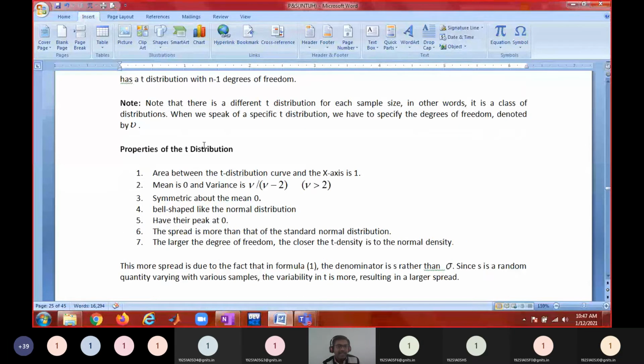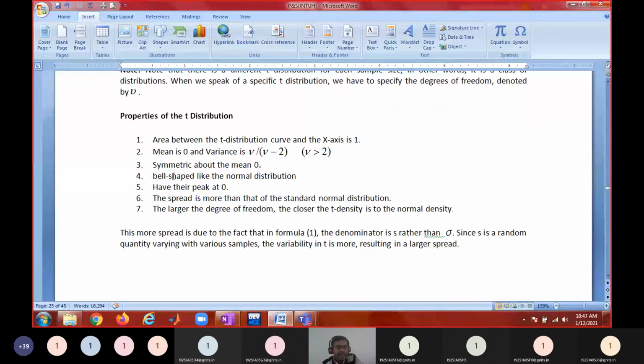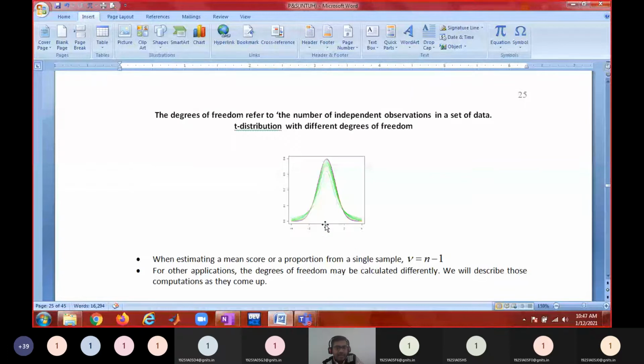So these are some properties of the t distribution. Obviously, for a distribution the total area must be 1. That means the area bounded by the curve has to be equal to 1. The total area between the t distribution curve and the x-axis is 1. That is a basic property of any density curve, any density function PDF. And the mean is 0 and the variance is nu by nu minus 2, where nu is the degree of freedom. It is symmetric about 0, bell shaped like the normal distribution, with the peak at 0.